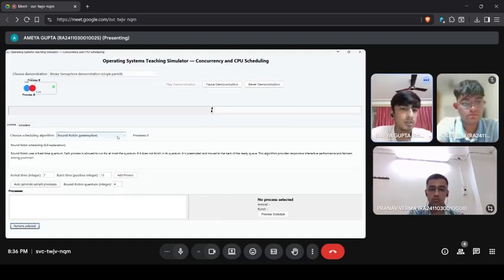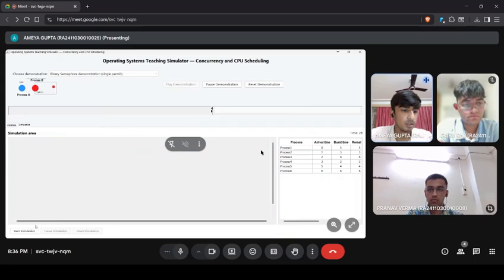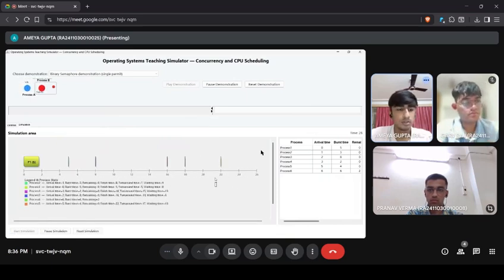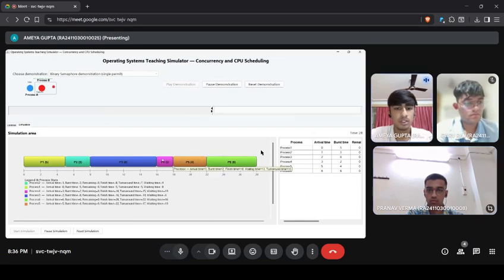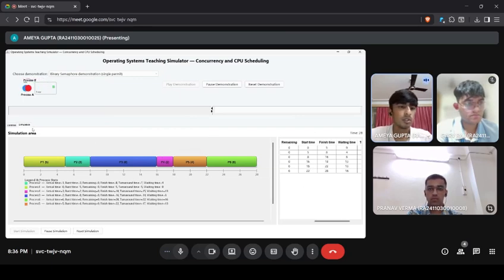Now we will see this with an example. Like we take some processes here, process 1 till process 6. Now we will start the simulation. So here we can see that every process is executed in its order of arrival. Process 1 entered first, so it is executed first, and so on. So this is FCFS. It cannot be interrupted.